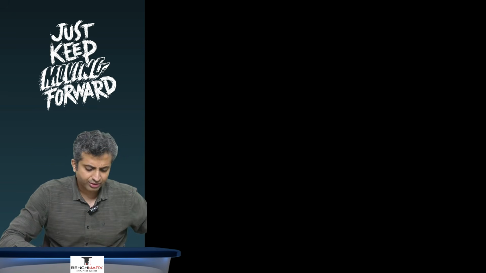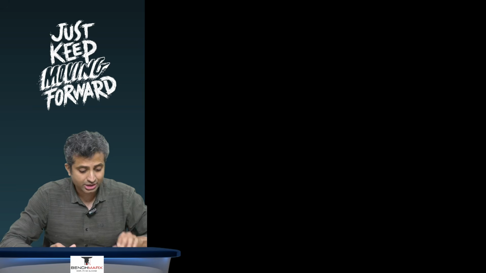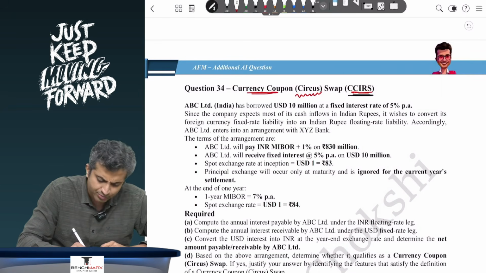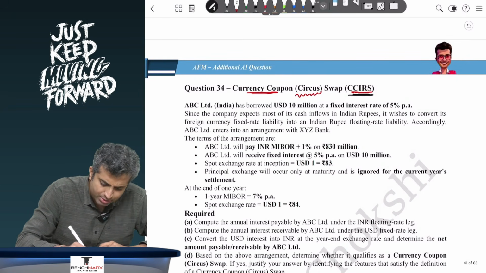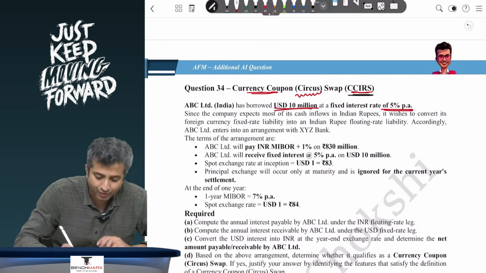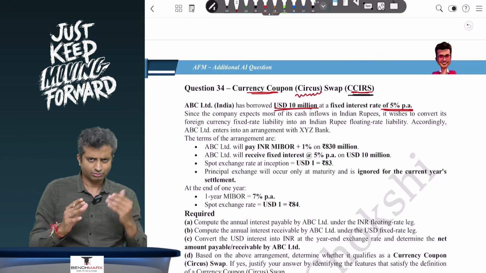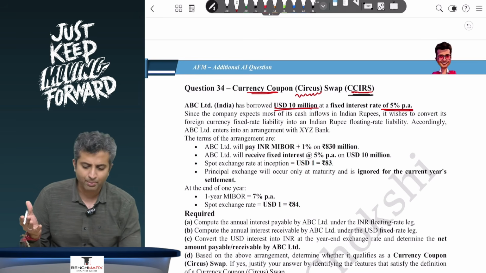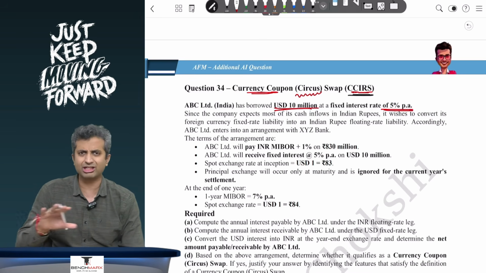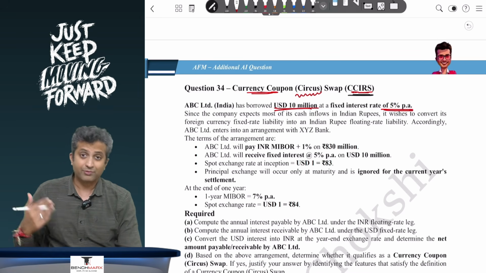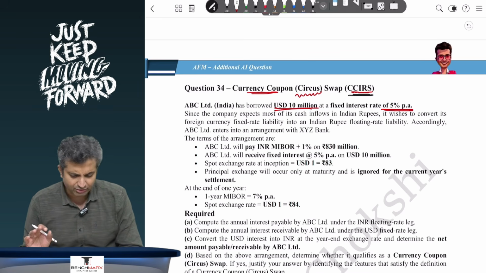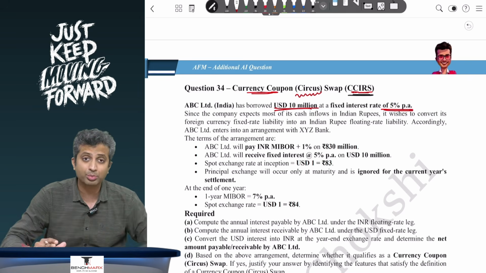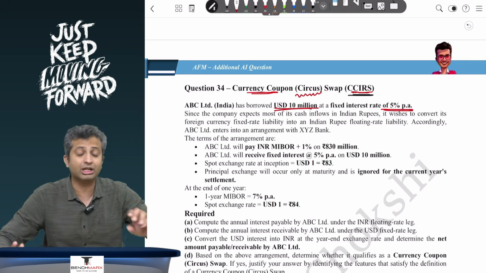So if we see over here, you have ABC who is in India who has borrowed USD 10 million at a fixed rate of 5% per annum. So I am an Indian company borrowing $10 million at a fixed rate of 5% per annum. In a just interest rate swap, I will probably swap this 5% into floating. That's about it. If it is a currency swap, I will keep the interest and swap this dollar against the rupee. In a CCIRS, I'll do both. That is just about it.